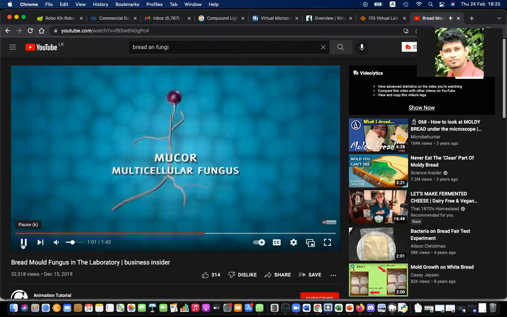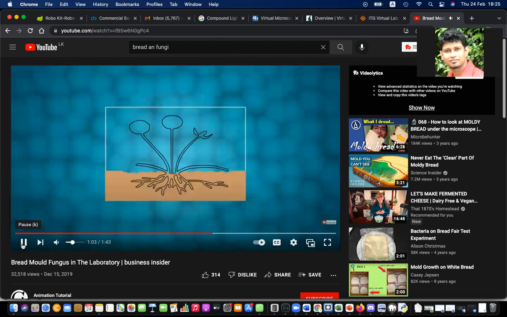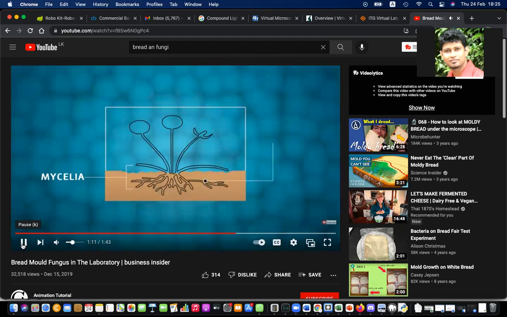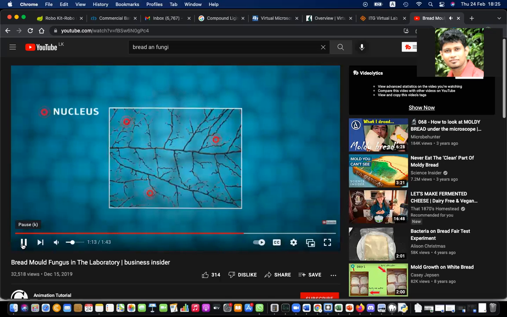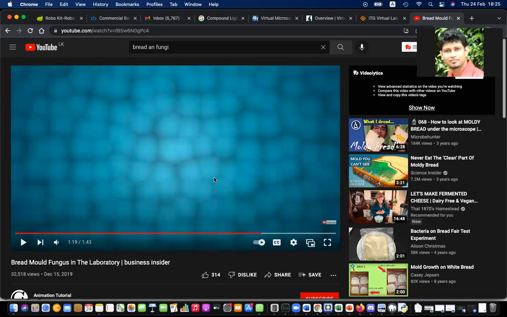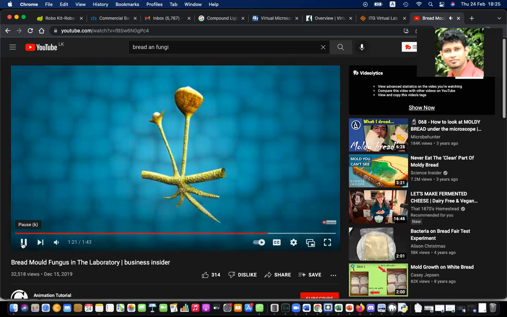Mucor is a multicellular fungus. The fungus is organized into mycelia, which is made from thread-like structures called hyphae. Most hyphae contain many nuclei and are said to be multinucleated. Okay, this part we learned in higher grades, right? Now you know how to observe that. Now you know how to do this experiment. You can try this next day and you can even send pictures to our group. Okay, that indicates that you are doing the practical.